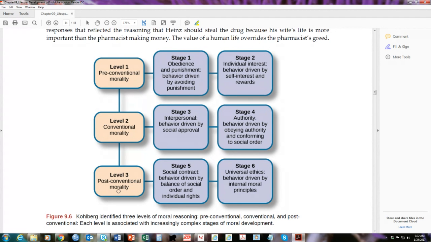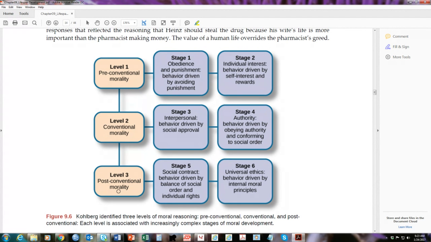And then the conventional stage, which is where most people are. It's driven by social approval, or it's driven by authority. It's against the law, therefore you don't do it. You don't break the law. That would be conventional morality.